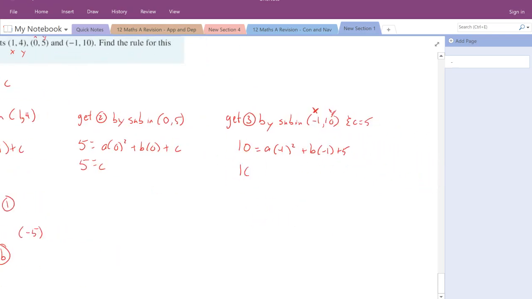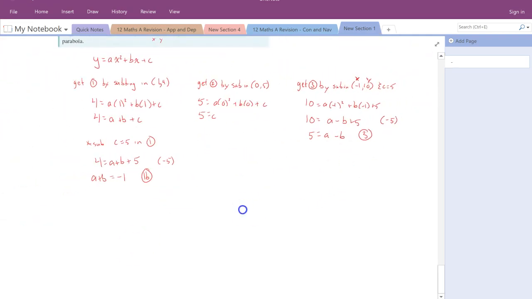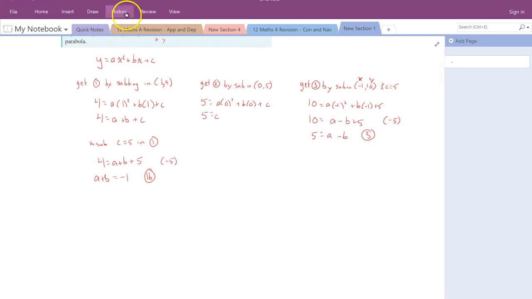So we have 10 equals, well, negative 1 squared is 1. A times 1 is a. This is going to be minus b. This is going to be plus 5. And then if I wanted to, guys, I can subtract 5 from both sides. So 5 equals a minus b, and I'm going to call that 3.